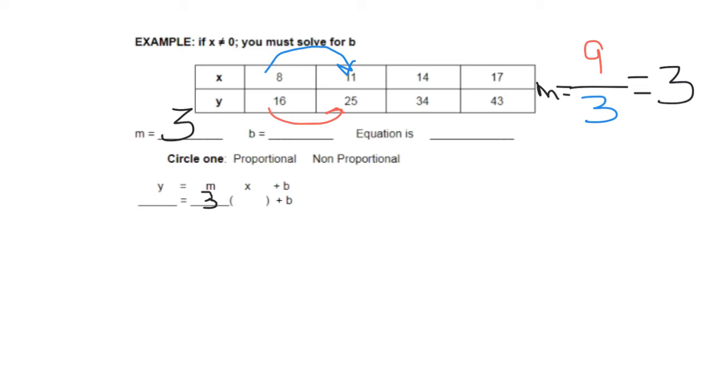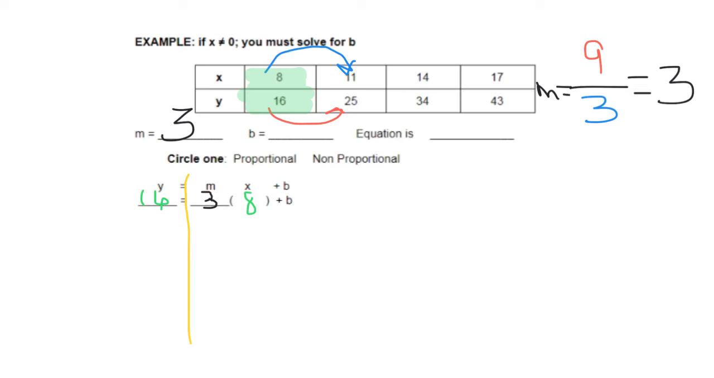Then choose one of your ordered pairs. I don't care which ordered pair you choose. I typically try to choose something that's positive, I don't have negatives, and the smallest set that I have. So I'm going to choose 8 and 16. The x value is 8, and it goes in here. The y value is 16. Now you have an equation set up for you to solve.